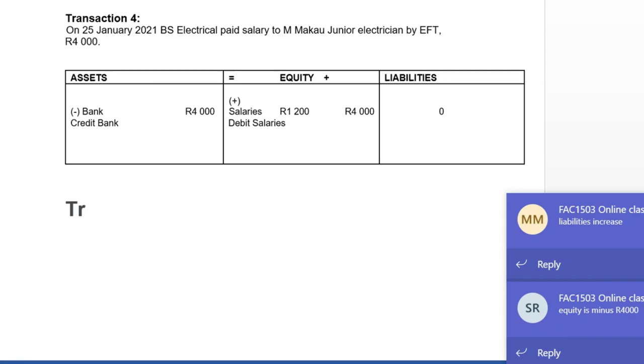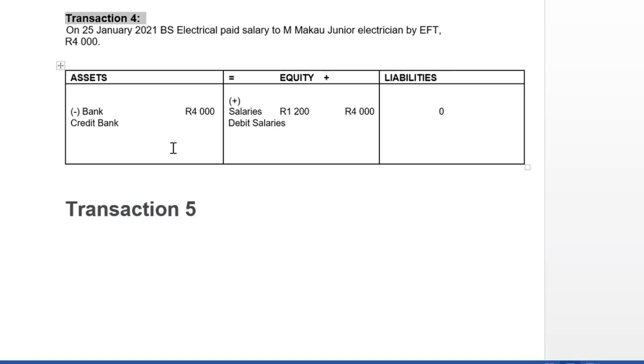So I'm going to now add transaction number five. So basically, this should be minus here. Yeah, minus. Can you see now that the transaction now balances? Transaction balances. Bank is an asset because money is going out of BS Electrical bank account.